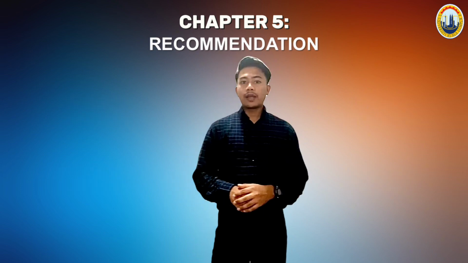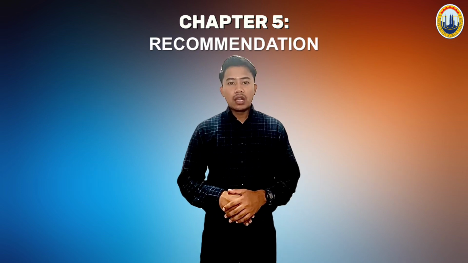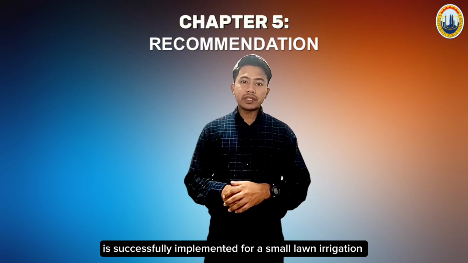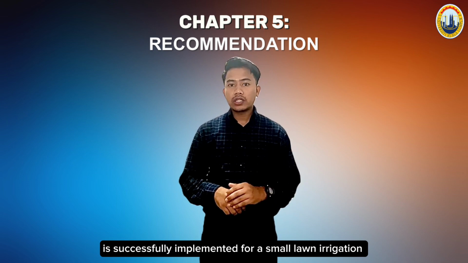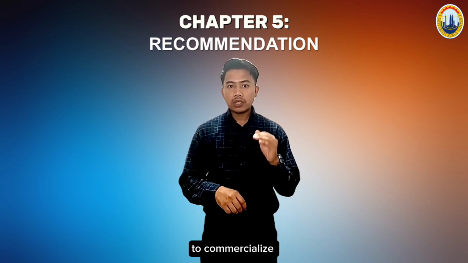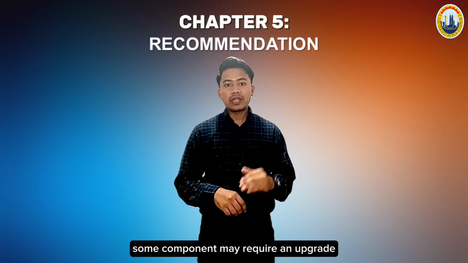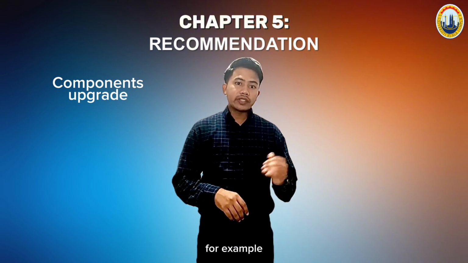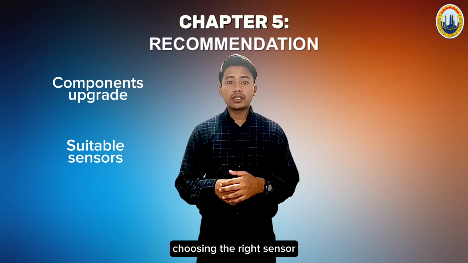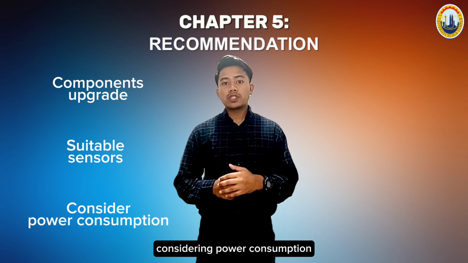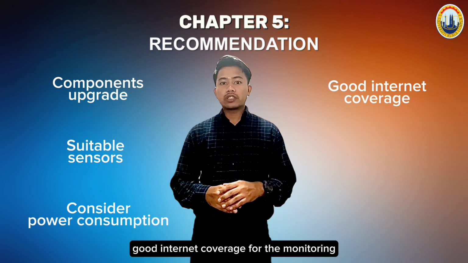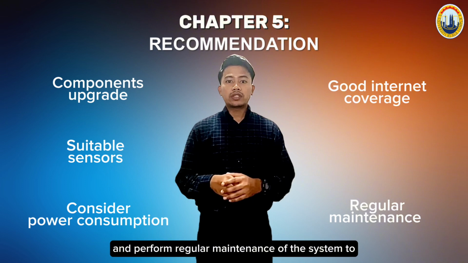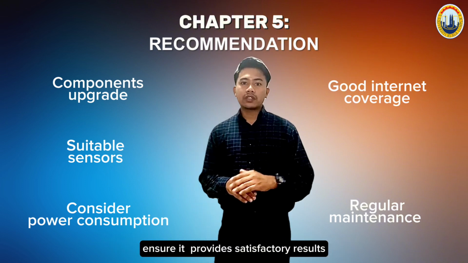And then lastly, for the recommendation, the prototype of this project is successfully implemented for a small lawn irrigation tool. To commercialize this project, some components may require an upgrade based on the application and type of crop. For example, choosing the right sensor, considering power consumption, good internet coverage for the monitoring, and performing regular maintenance of the system to ensure it provides satisfactory results.